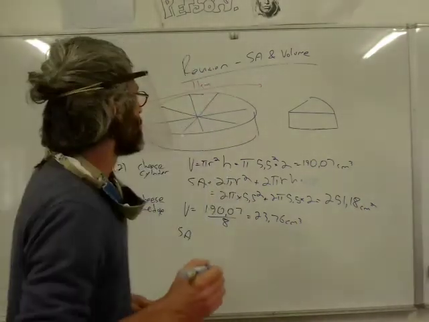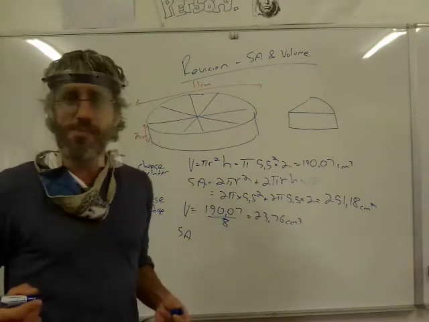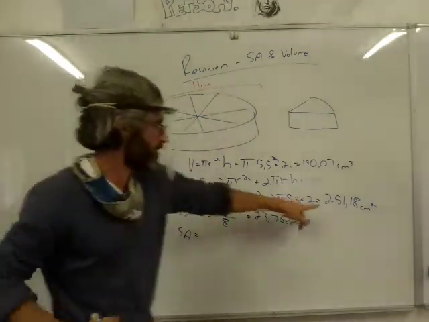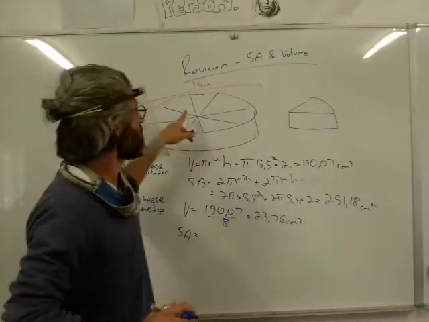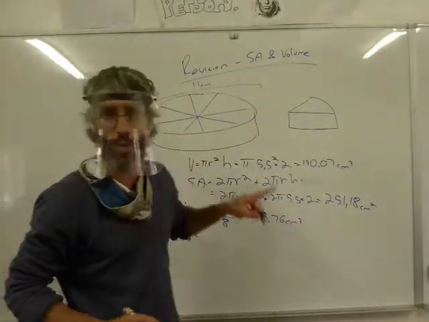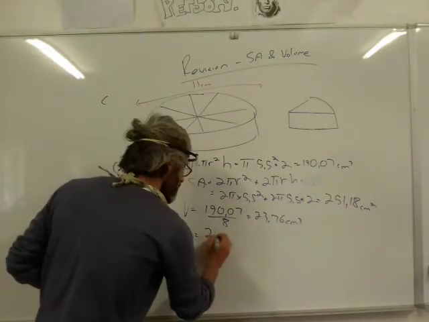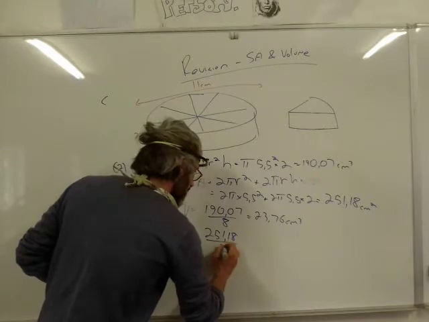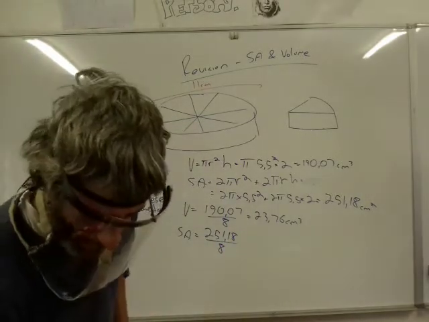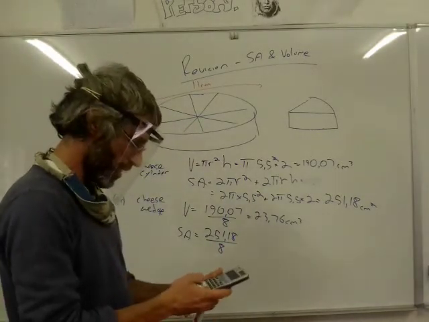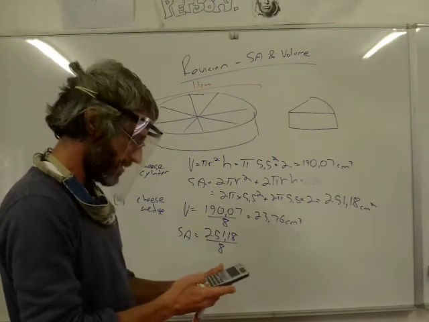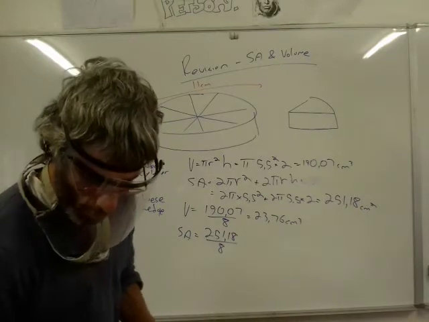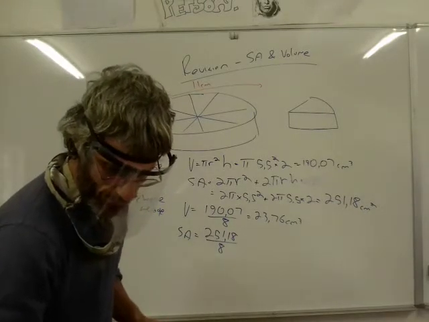Now, the first thing you might think, well, we're just going to do the same thing, okay? If I found the surface area of the whole cheese is this 251, then the surface area of one wedge will just be 251 divided by 8, right? So 251.18 divided by 8. So let's do that. And I'm getting 31.3975. Okay?